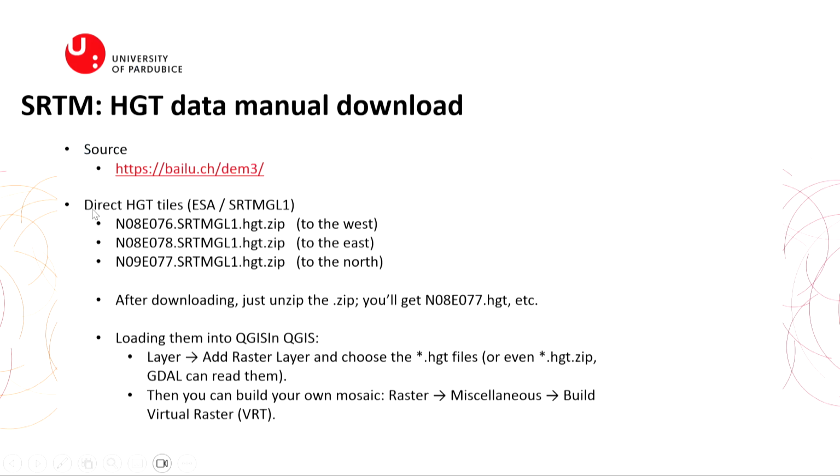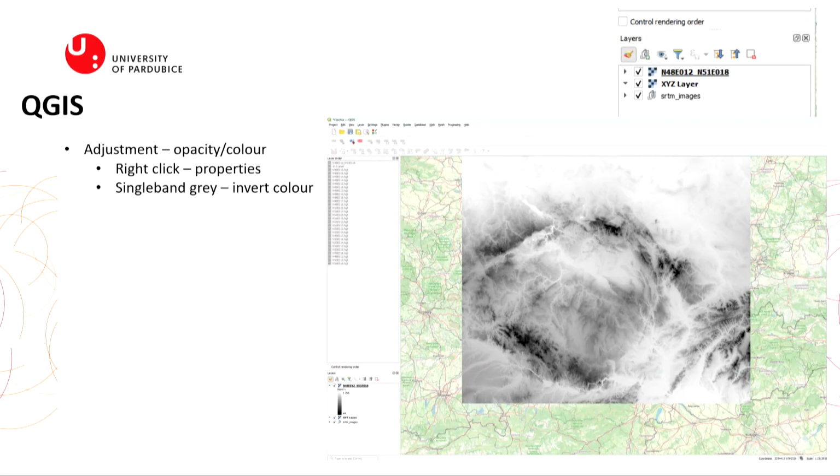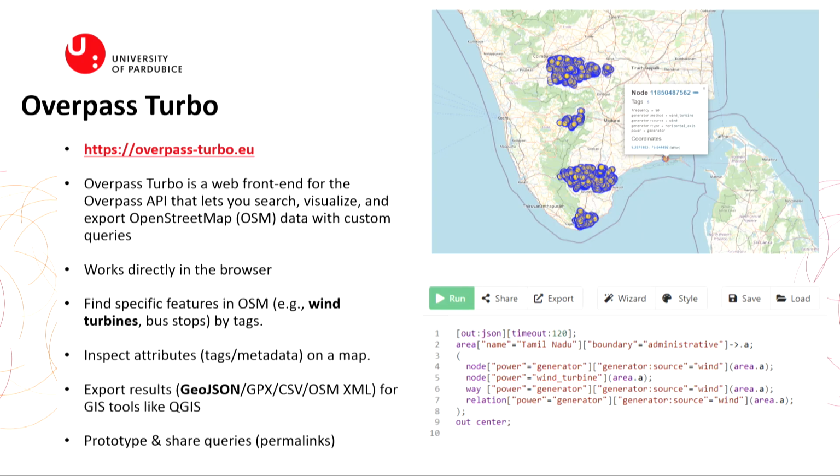Yes, there is just this data, just a description of the data and how to add it to QGIS, but I already told you. So I will continue. This is opacity color. We already did this one.